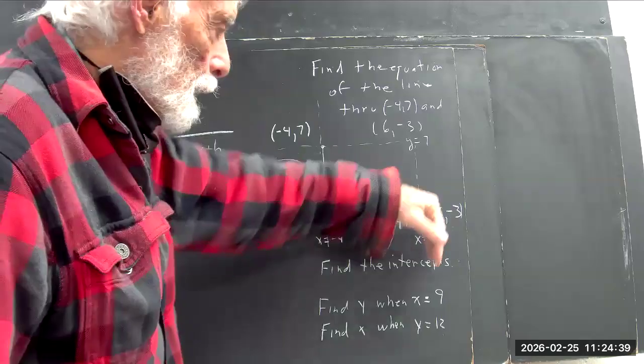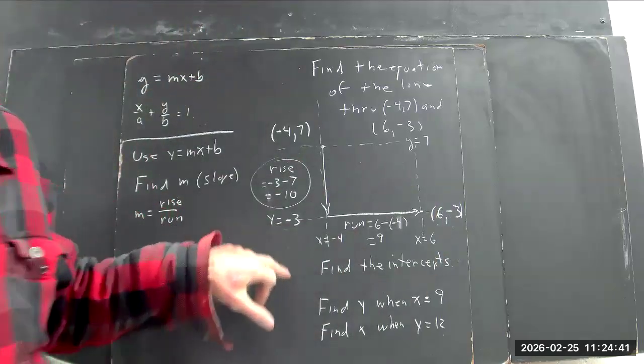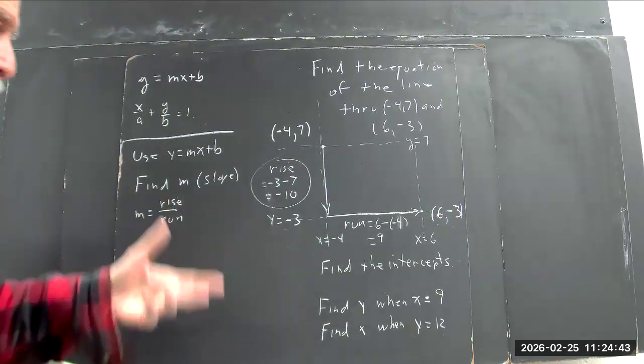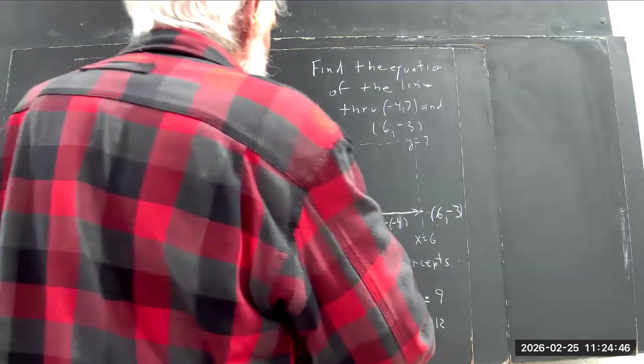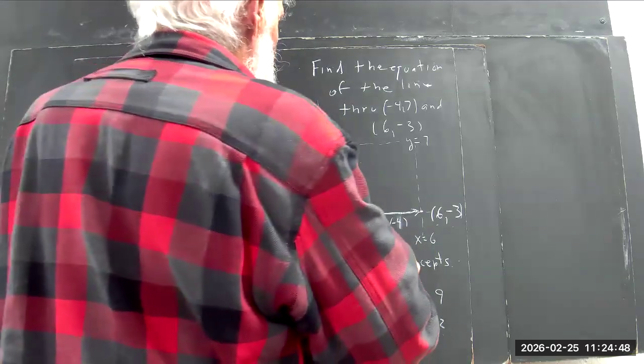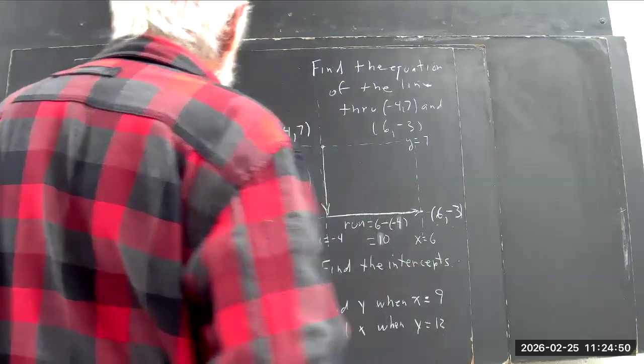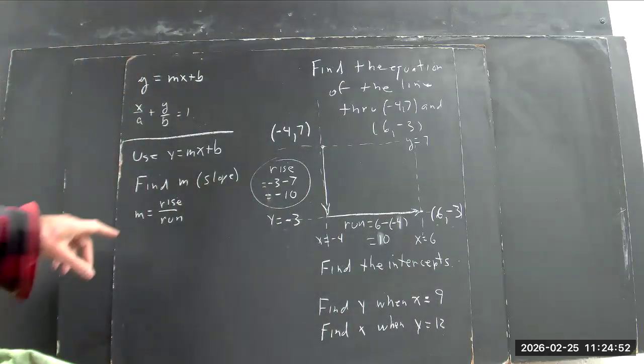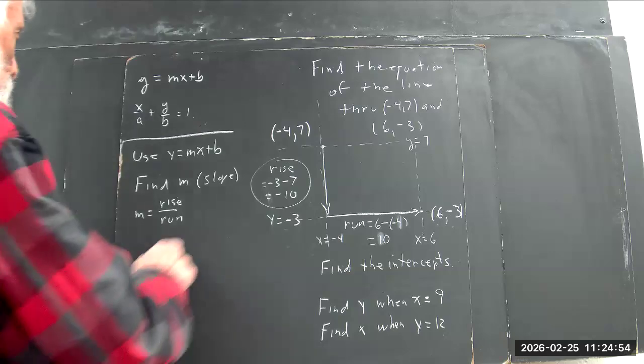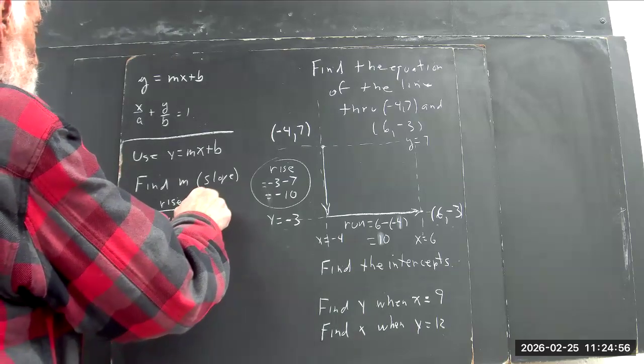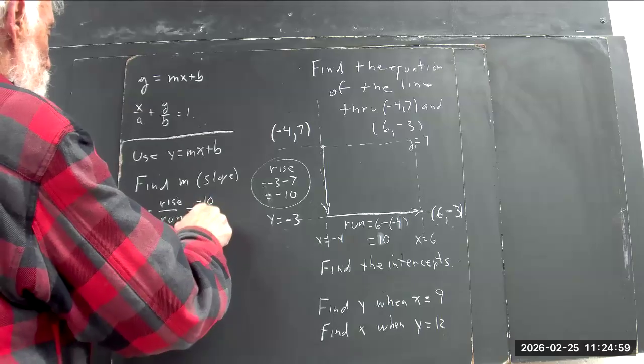And if you look at those two lines, you won't get it wrong. Okay. So yes, run is 6 minus -4, which is 10. And again, thank you. Okay, so the slope is rise divided by run. And that's -10 over 10.